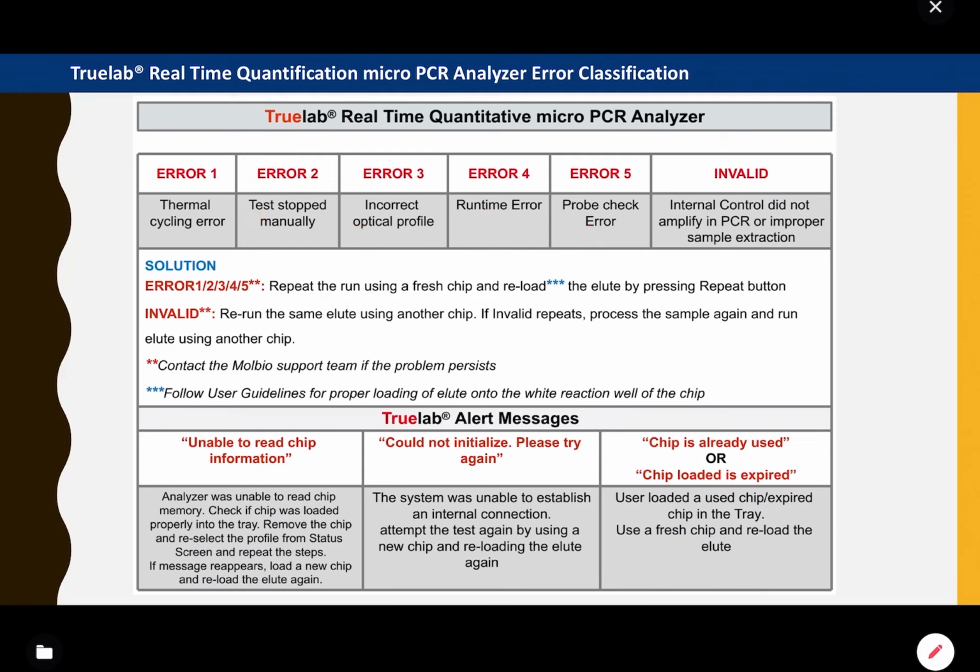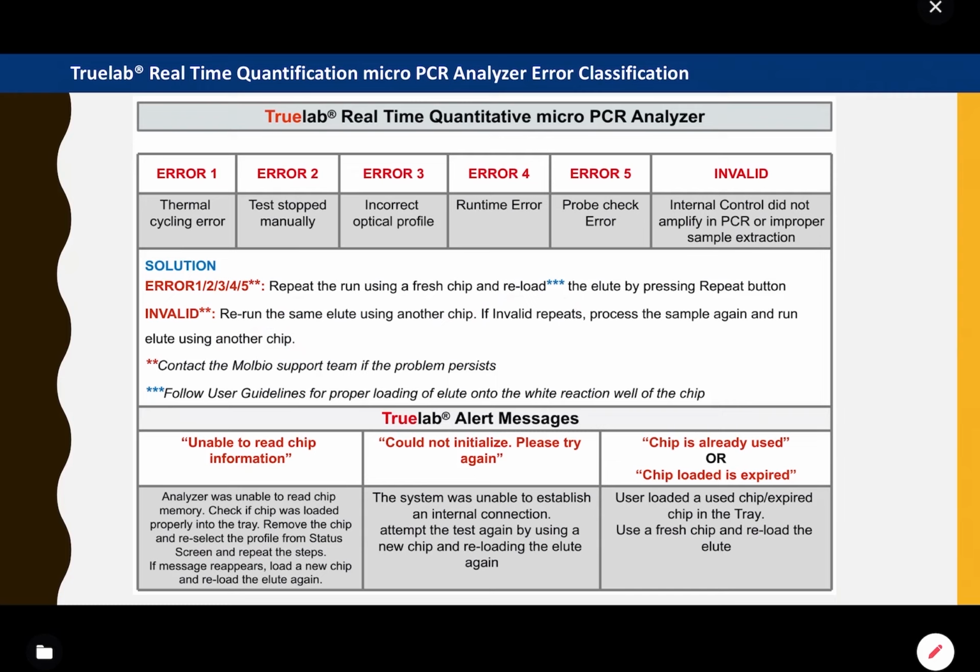Then invalid, as I already discussed, the internal control did not undergo proper extraction or did not undergo proper PCR steps. So in invalid, like the previous errors, you have to rerun the same elute with another chip. But if in that chip also you get invalid, then what do? Then you have to get a fresh sample and process with a new set of chips.